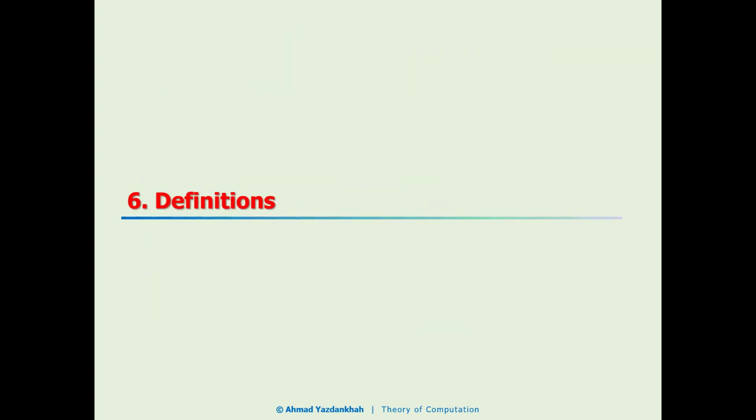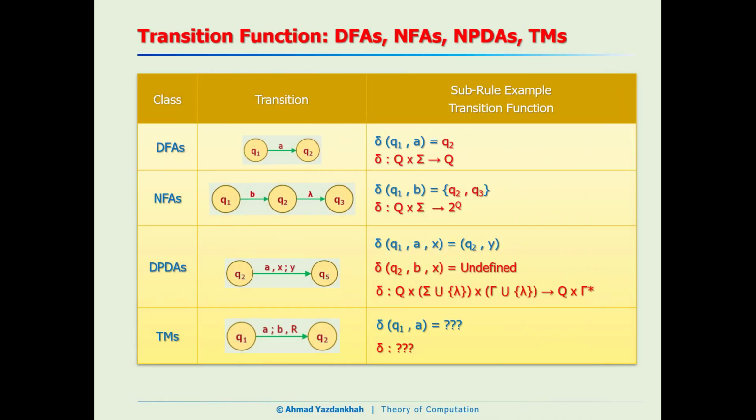In this section, we are going to formally or mathematically define the Turing machines. So far, we have learned that the transition function is the important part of the formal definition, and most of the other items are similar to other machines, as we will see shortly. Here, we have the transition functions of all machines that we have learned so far for comparison purposes. And our goal is eventually to find out the syntax or the format of the Turing machine's transition function.